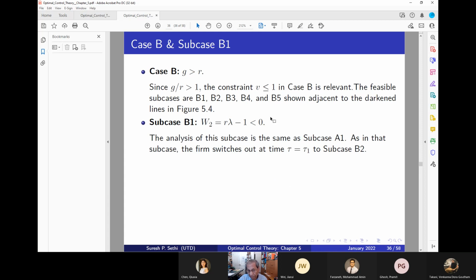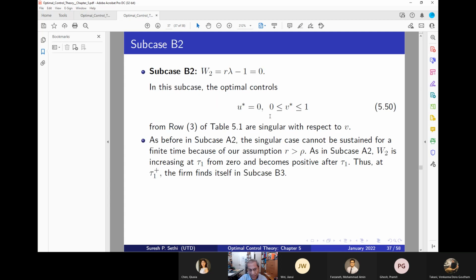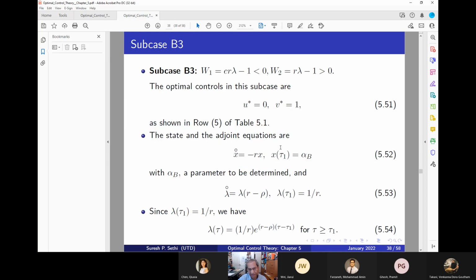So B1, exactly as before. So there's nothing to be discussed. There's no change here. B2 is exactly the same as before. But remember, instead of G by R, we now have a 1 here. So that's a difference, but it's not going to change anything else. So B1 and B2, that means the singular control still cannot be maintained. And so we will go immediately to case B3.